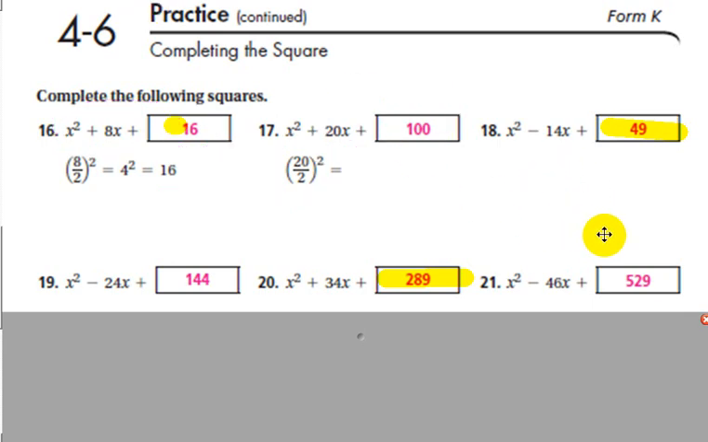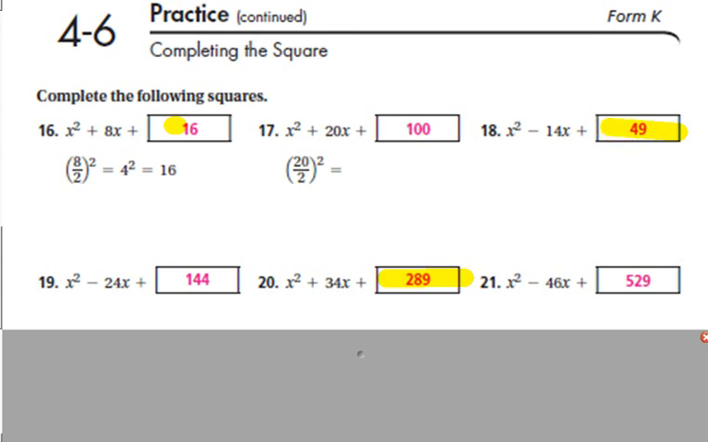All right, on number 18, we've got a 14, and notice that there's a negative here. So let me show you why I don't really pay attention to the negatives on this. If you take negative 14 divided by 2, we get negative 7. Well, what's negative 7 squared? A positive 49. So because we're squaring this number at the end, you don't have to pay attention to the sign to do this. Okay. So 7 squared is 49.